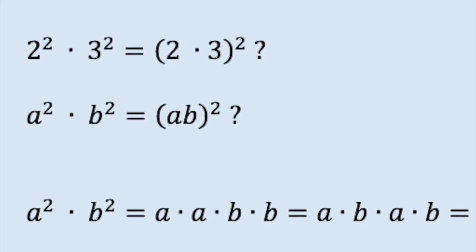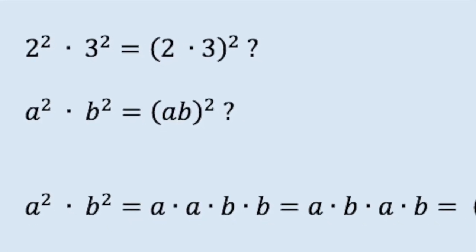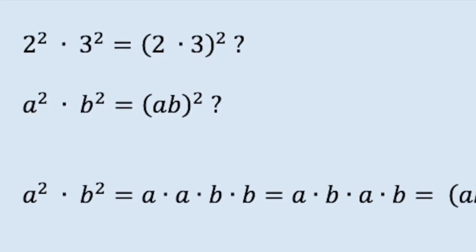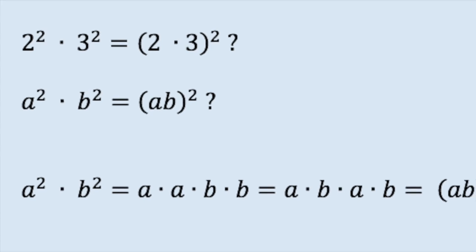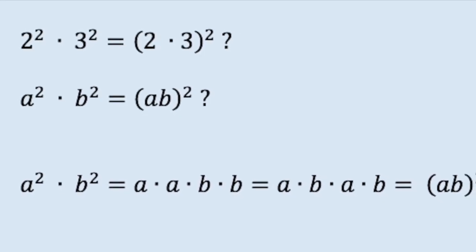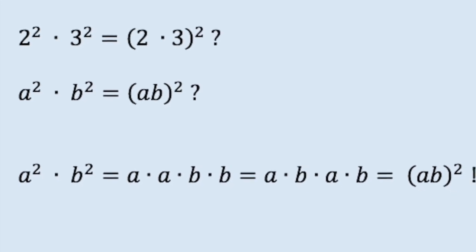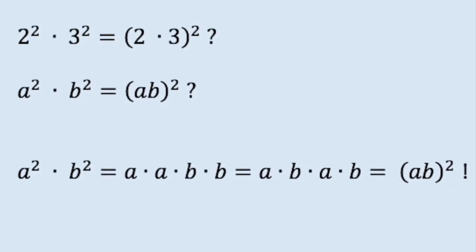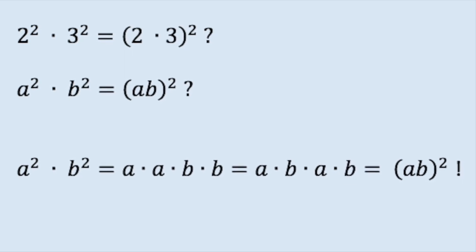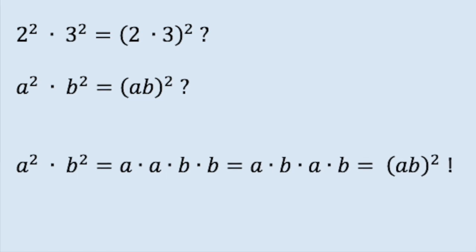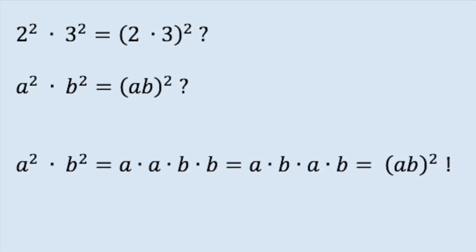Let's break this up into steps. A squared times b squared is a times a times b times b. I can change the order in the multiplication, so it's the same as a times b times a times b. That means it's the same as (ab) squared. Yes, it's true. Would it be true for square roots?